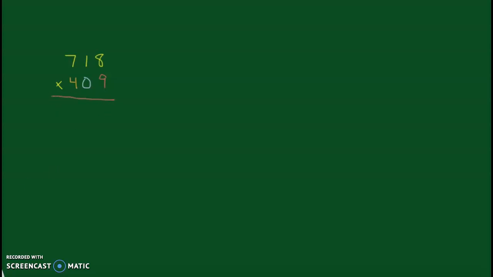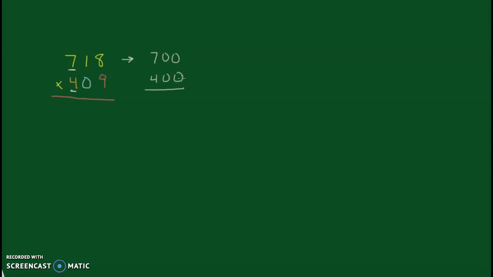And like we did in the previous problem, we're going to start with an estimate. So we're going to round to the nearest hundred. We're going to look to the place to the right. So 1 is less than 4, so this stays the same. So 718 rounds to 700. 409, we're also going to round to the hundreds place because it's the greatest place. Look to the right, it's 0, so that's less than 4. So this 4 stays the same. So 409 rounds to 400.